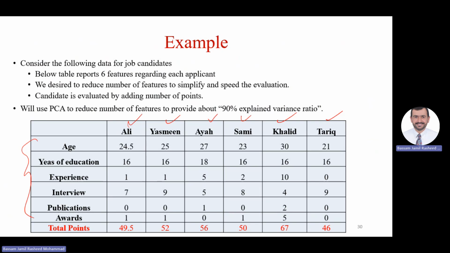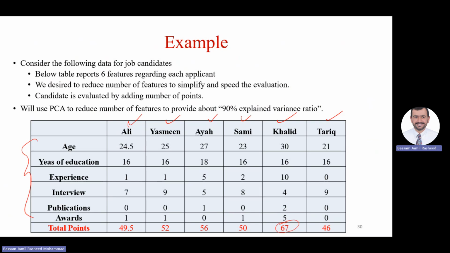different features: age, years of education, experience, the points they got in the interview, publications in journals and conferences, and awards. The manager decided that whoever has the highest total will be considered the top candidate. And in this case, it was Khalid, probably, with the total points.